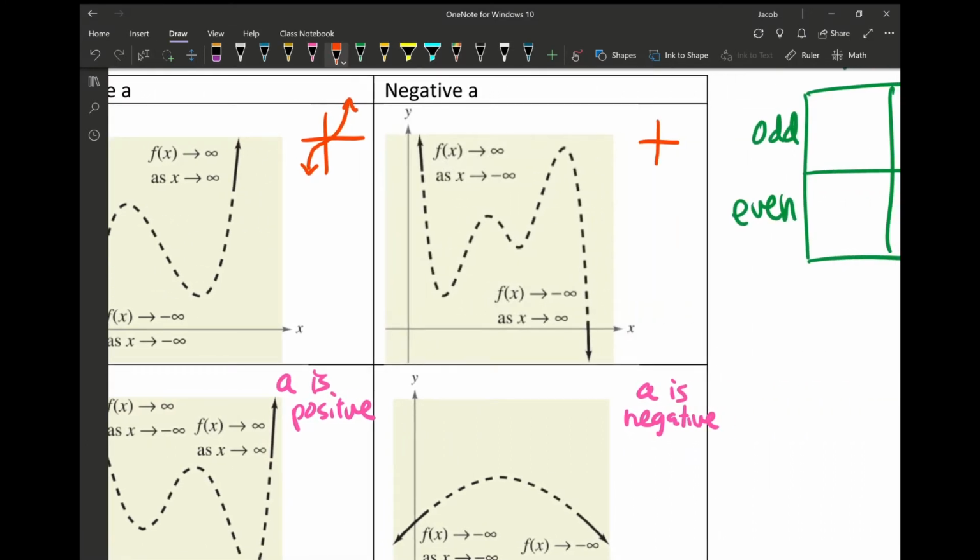And then the negative a value on an odd degree polynomial would point down in the fourth quadrant, or towards the fourth quadrant on the right side of the polynomial, and then it would point up on the left side of the polynomial.